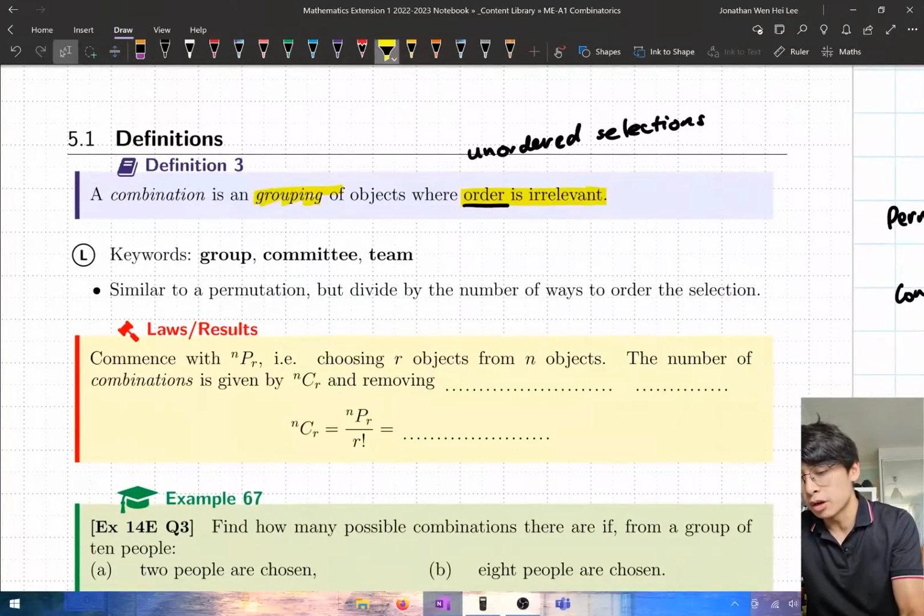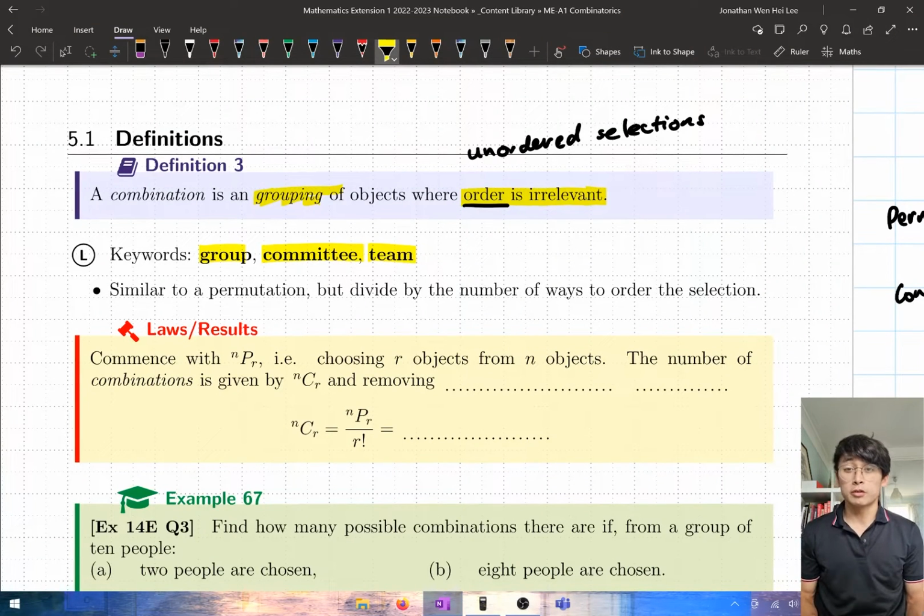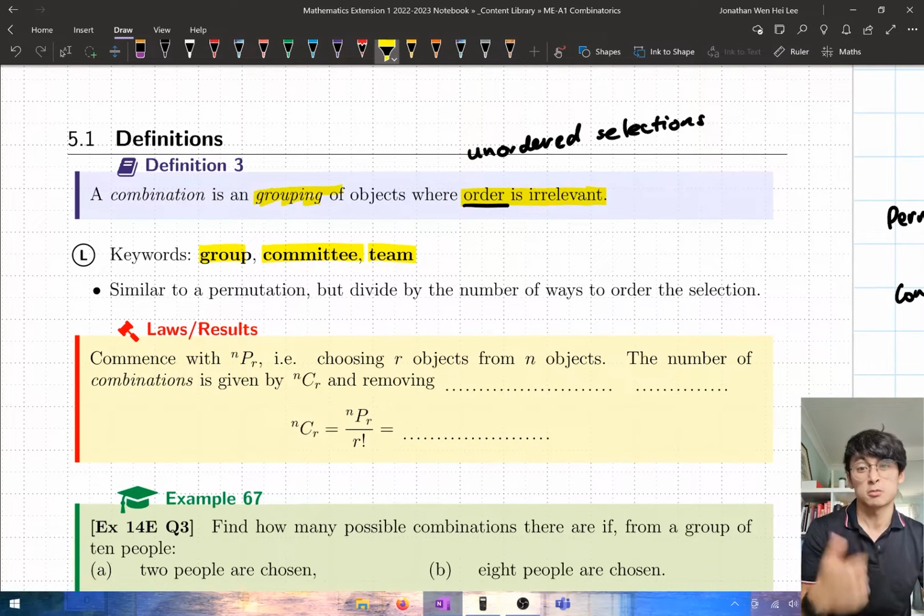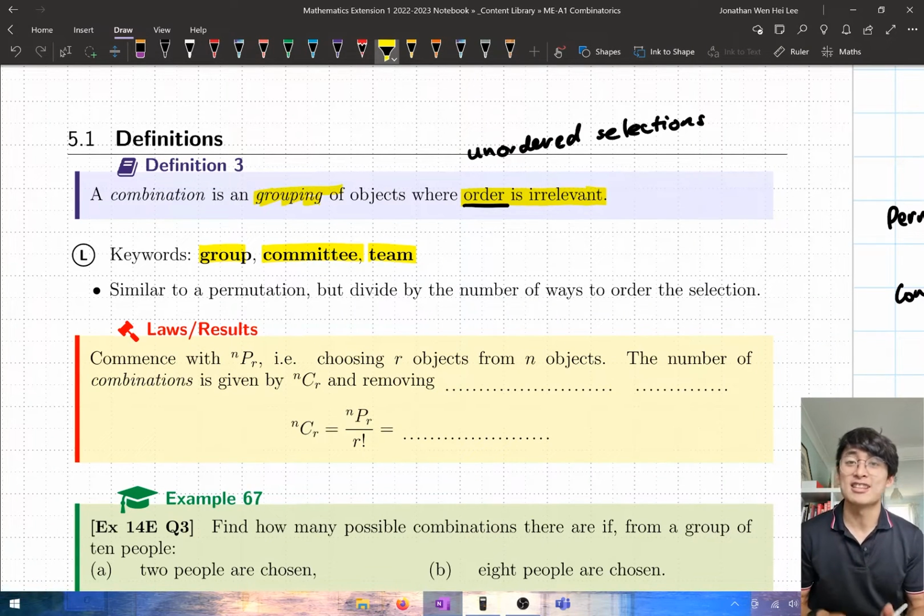And so there are a few key words. If you hear the word group, committee, or team, notice with all of those, it doesn't matter what order these people come in. If they say specifically we want a committee with a president, vice president, treasurer, and so on, yeah, sure, there's a bit of order there and you need to use permutations. But if you just want to find a team or a group, we don't need to figure out how many ways we can order them.